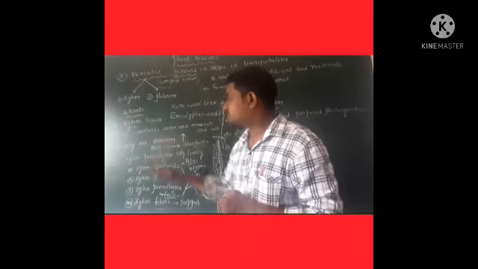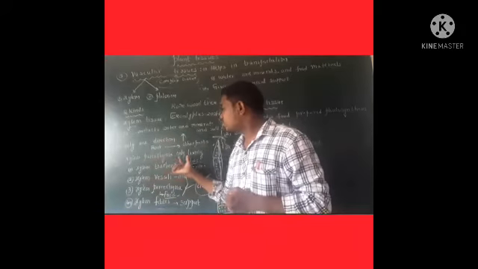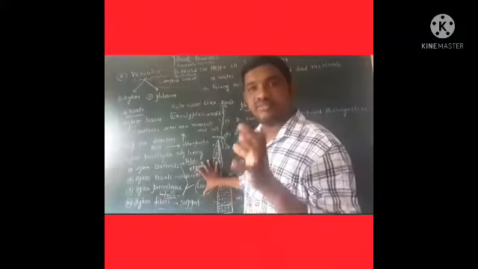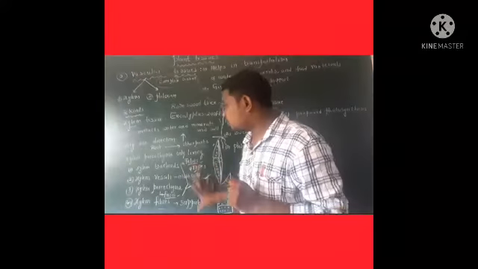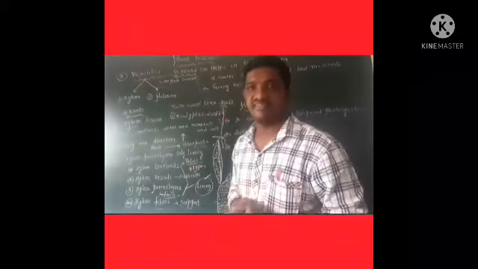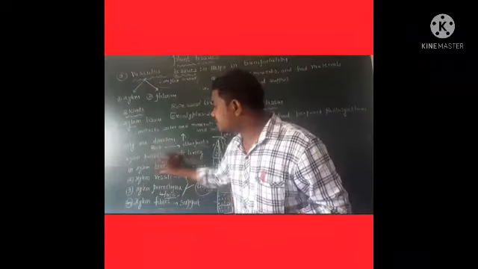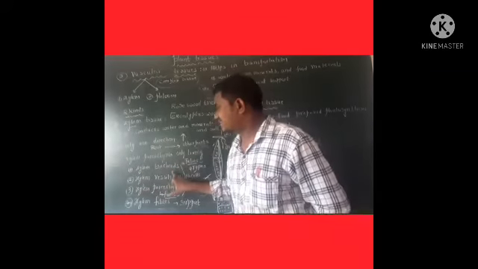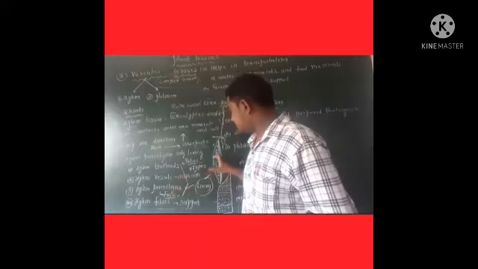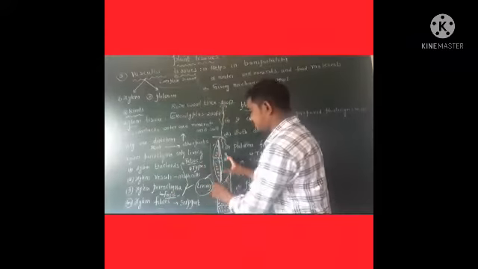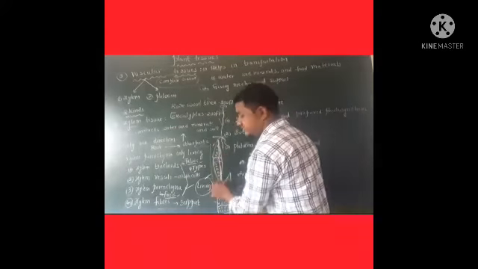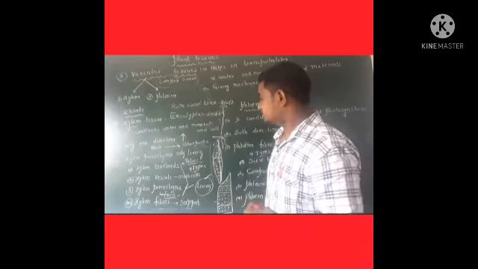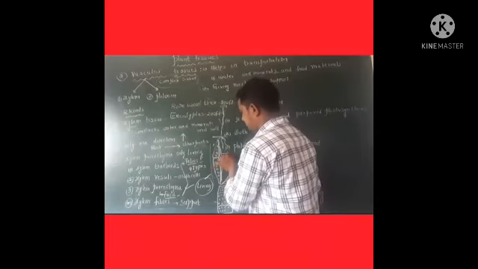Okay, coming to next point. Xylem parenchyma only living. See, xylem tissues consist of four kinds of cells. First one, xylem tracheids. See, xylem tracheids. This is a xylem tracheid. It contains pits.